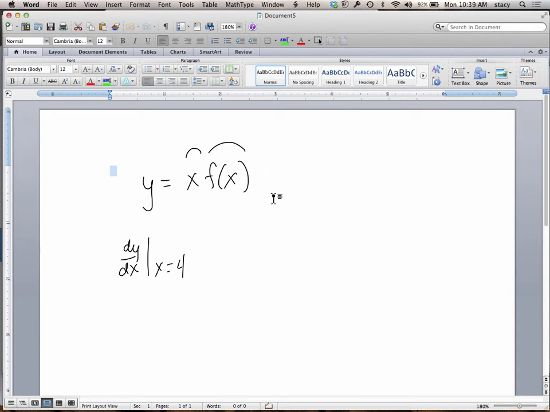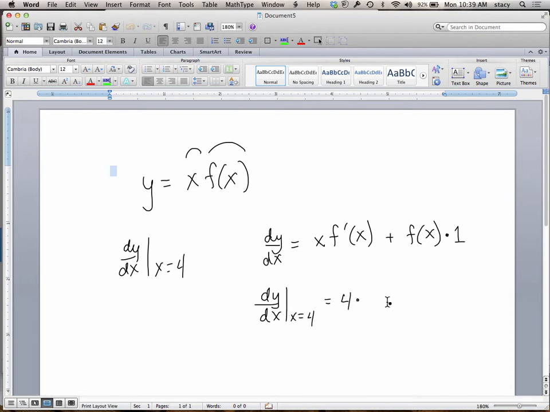And so if we use the product rule to find the rate of change, well, the product rule tells us that the rate of change is the first times the derivative of the second plus the second times the derivative of the first. What's the derivative of x? 1, right? So times 1. Okay, and so after you've done this process is when you actually start plugging in values. So this rate of change function evaluated at x equals 4 is 4 times f prime of 4 plus the function value at 4 times 1.